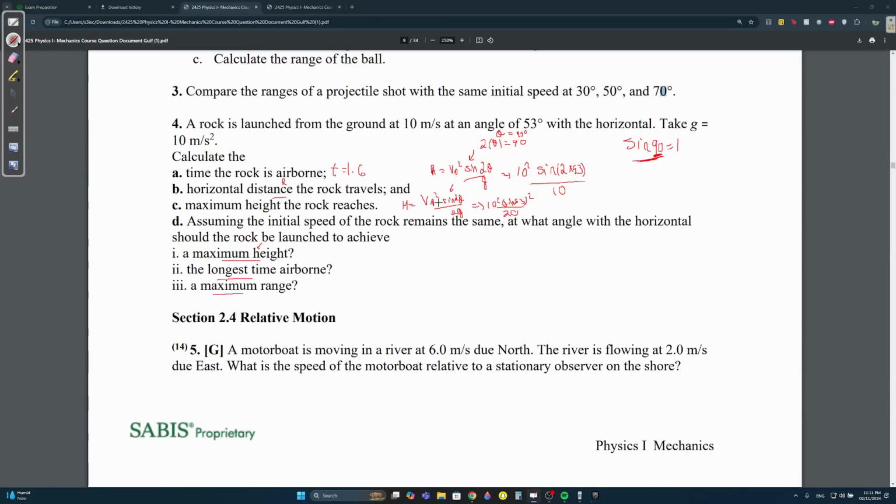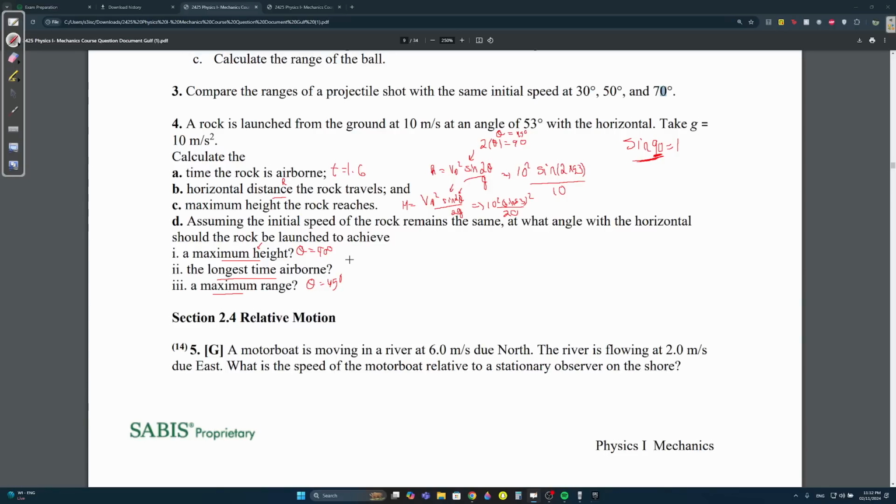How about for height? Height is sine squared theta. So sine theta squared is equal to 1. Square root both sides, you get sine theta is equal to 1. So theta is equal to shift sine 1, which is 90. I'm just trying to prove it to you. So for the maximum height, the best case scenario is theta equal to 90, and for the maximum range, the best case scenario is theta equal to 45 degrees.